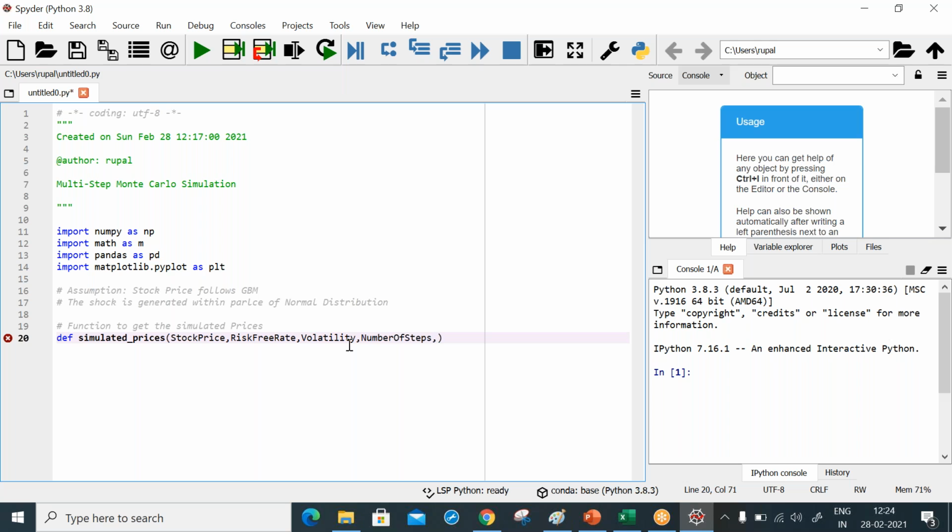Number of steps and time to maturity. These are the variables that we take. From your yesterday's example, you have already taken the stock price as 100. Risk-free rate exactly is not, I will not call risk-free rate as drift. It is the expected return of a stock. Volatility, of course, we already saw yesterday. Number of steps and time to maturity.